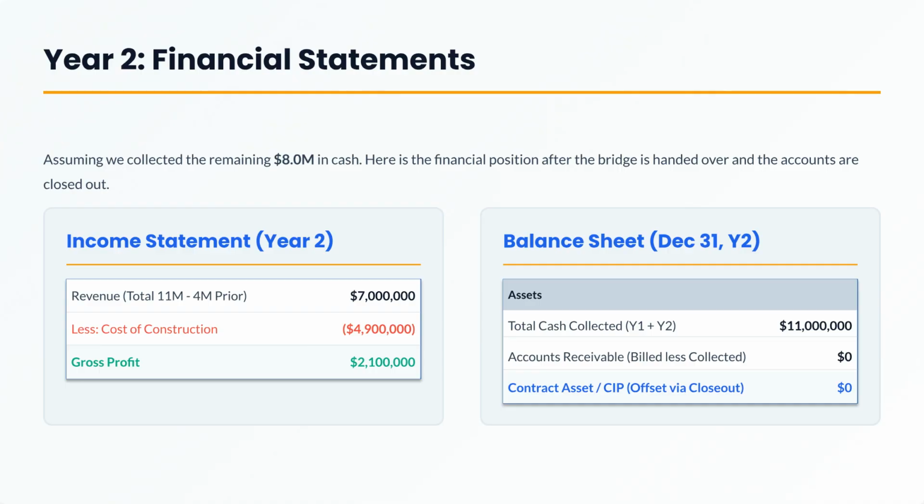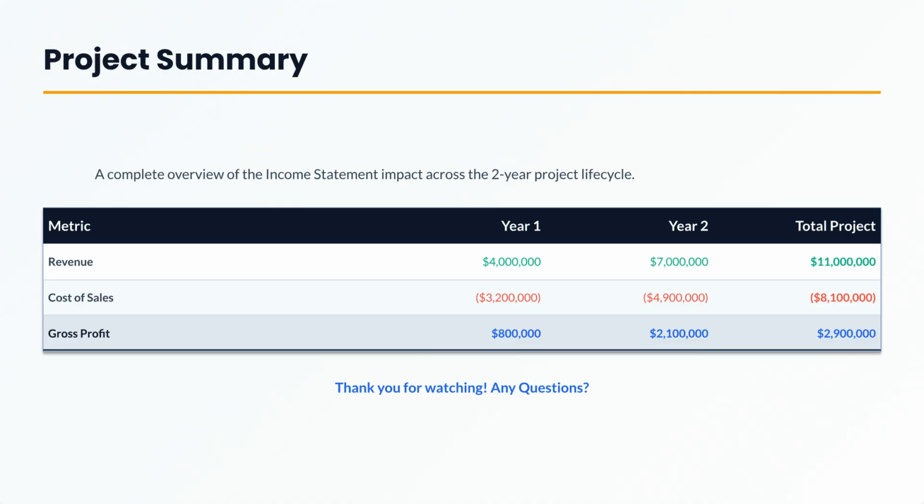Looking at our Year 2 financial statements post-closeout, our income statement shows the strong $7 million in revenue, resulting in a $2.1 million gross profit for the final year. Our balance sheet is incredibly clean. Because the project is done and fully paid for, we have exactly $11 million in total cash collected. Our accounts receivable is 0, and our contract asset is 0, because the CIP and Billings buckets were emptied during the closeout. And there you have it.